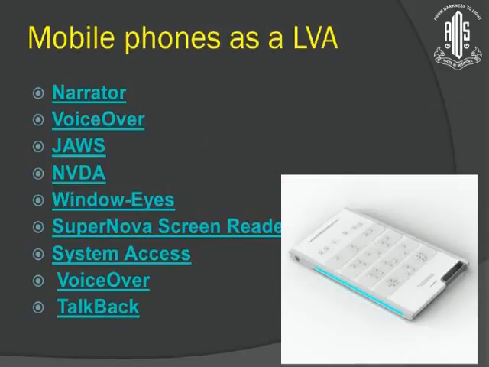Technology has advanced, and mobile phones are one of the mainstays for many of the visually impaired people. You can see a smartphone with tactile stimuli, which is very friendly for a visually impaired person, and you can have different mobile apps also.